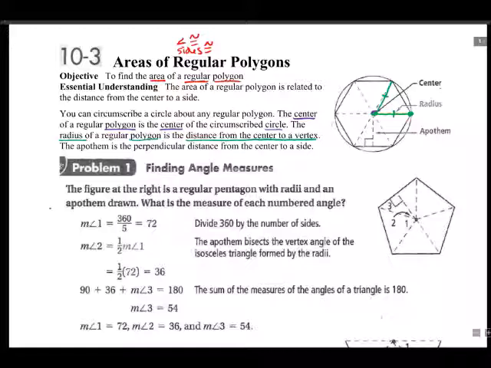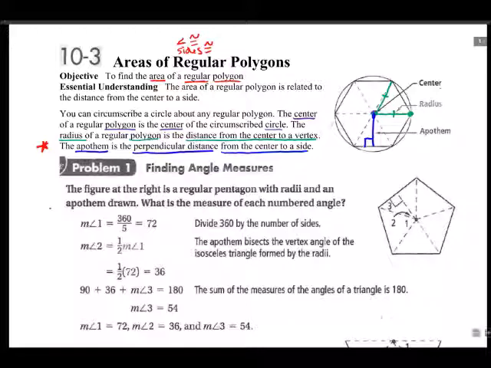And the word of the day here, the apothem, this is our new vocabulary. The apothem is the perpendicular distance from the center to a side. So we are going from the center to the side of our polygon. This one does not touch the circle. It goes from the center to the side and is perpendicular to that side.